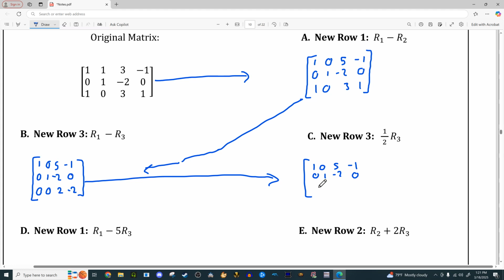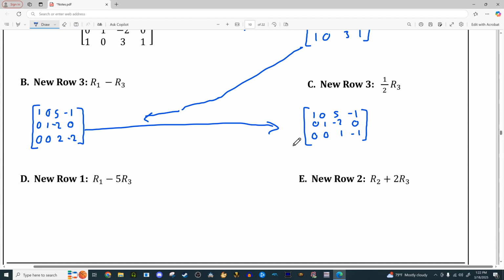So 0 times 1/2 is still 0. 0 times 1/2 is still 0. 2 times 1/2 is 1. And negative 2 times 1/2 is negative 1. That's all I did from step B to C. All I did was multiply my third row by 1/2.